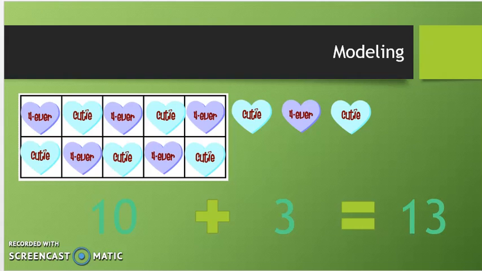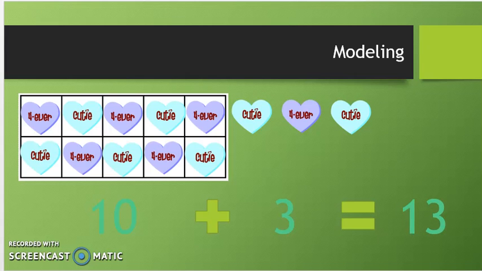So if I have a group of 17, how many 10s can be made with that number? How many 10s are in that number? So that would be one group of 10 and 7 left over.